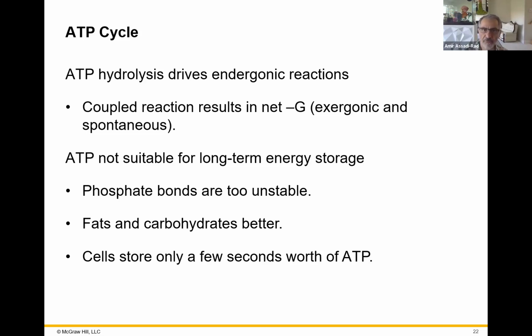ATP is not suitable for long-term energy storage. Yes, that's right. Phosphate bonds are too unstable. Fats and carbohydrates are better for storing energy. Proteins are not a good source for storing energy. And then cells store only a few seconds' worth of ATP.